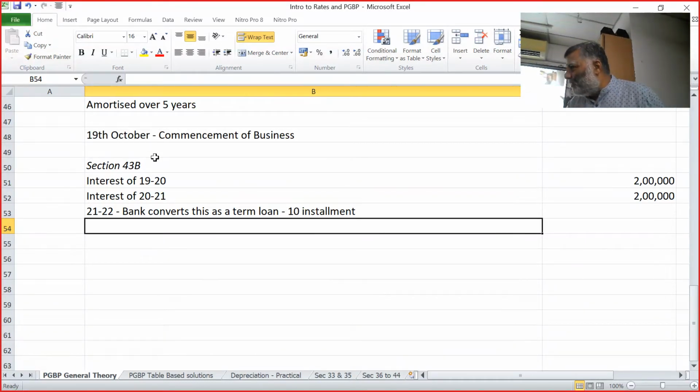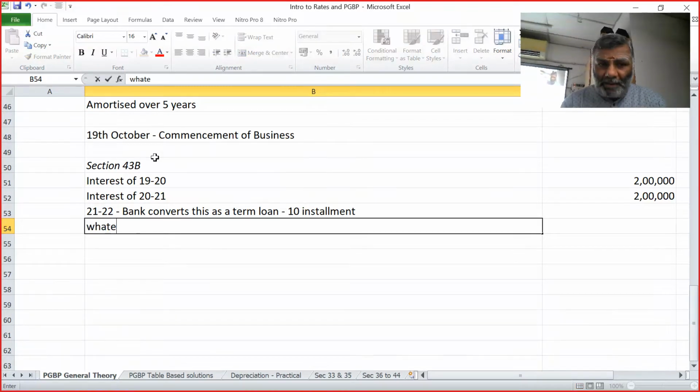When will it be allowed? As he was saying, only when it is paid. Conversion of term loan is not payment. The law uses the term. The CBDT circular has clarified that conversion into term loan, extension of credit, only if it is paid will it be allowed. So this is not okay. Whatever installments are paid in 2021-22 can only be claimed. Only on payment basis.